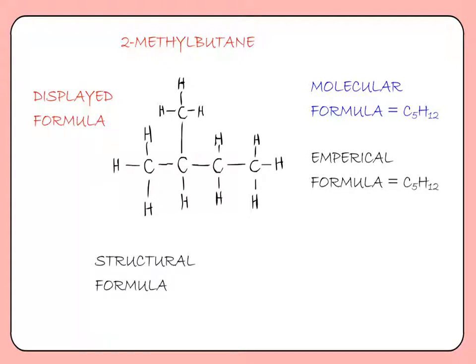The structural formula for this compound would look like this, where the CH3 group is written like this, and then the carbon with the methyl branch is written like this, with the methyl group in brackets to indicate it is a branch off the main chain. Then the CH2 is written like this, and then the CH3 at the end is written like this.